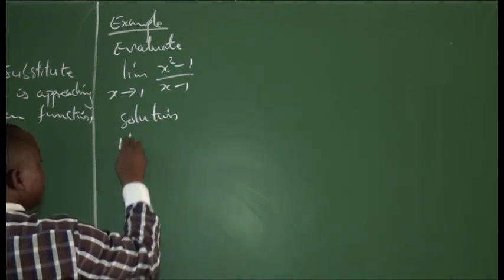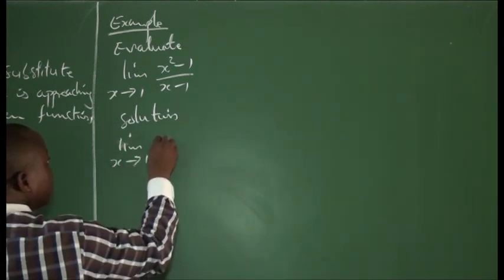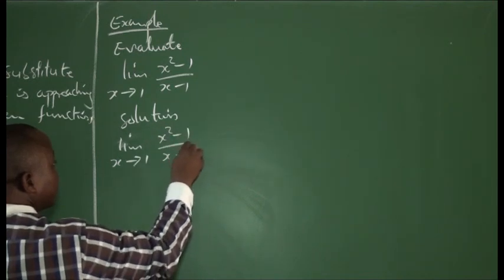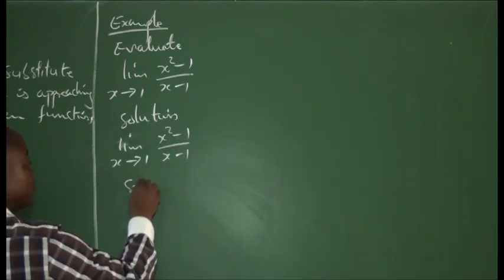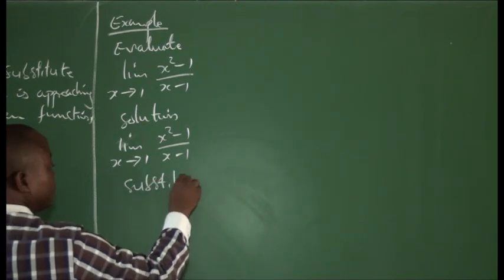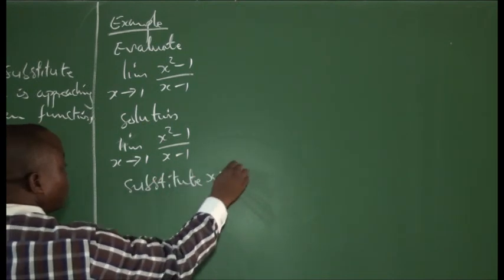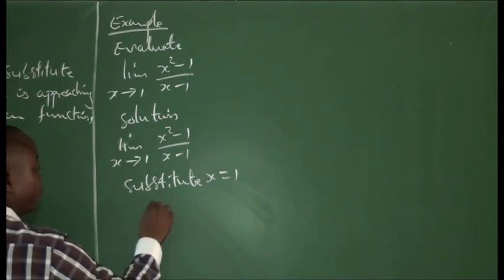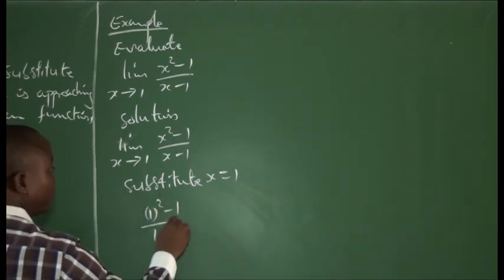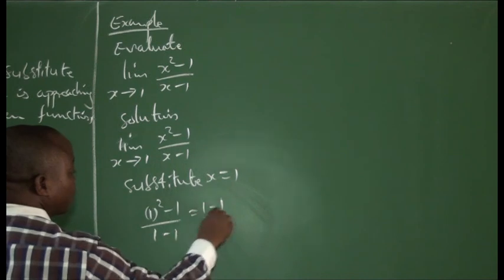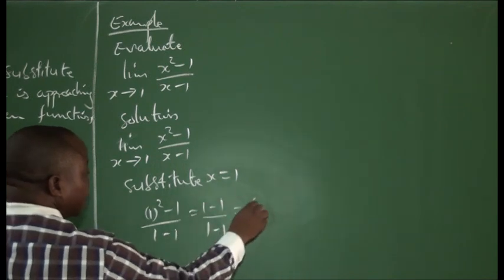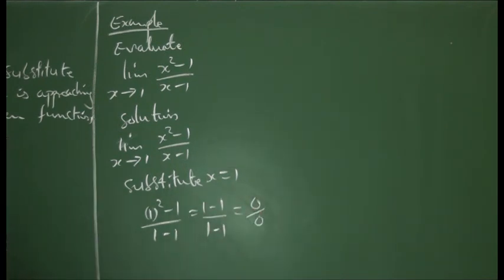Limit as x approaches 1 of (x squared minus 1) over (x minus 1). So I'm going to substitute x equals 1. Then I will have 1 squared minus 1 over 1 minus 1. This gives me 1 minus 1 over 1 minus 1, and that is 0 over 0.